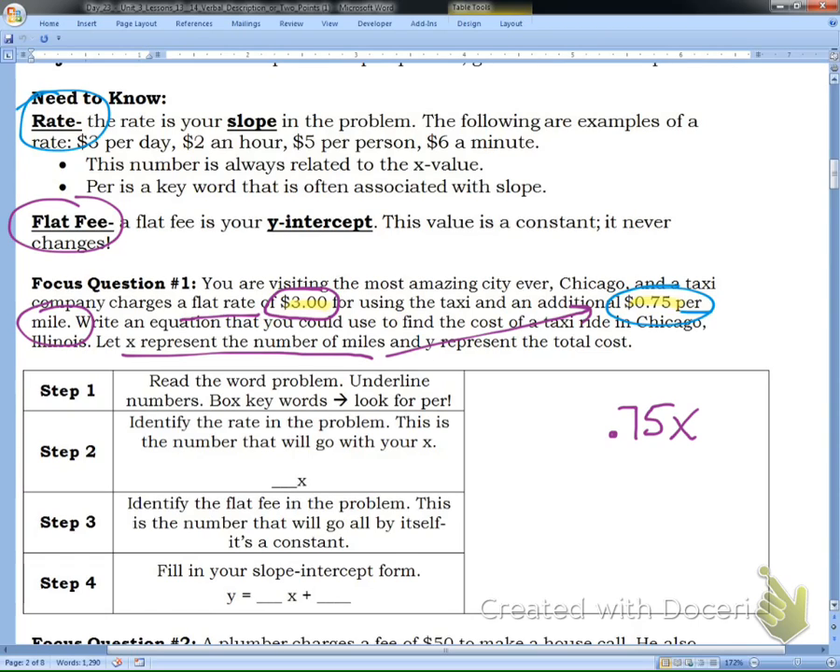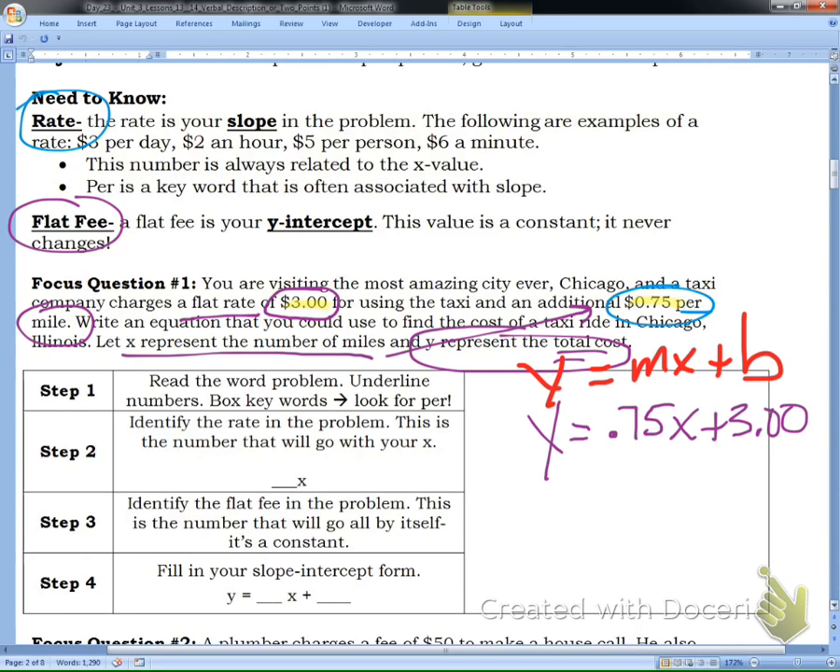0.75x. Now we are going to write these in slope-intercept form, so they say y represents that total cost. There's that word total, and we know from one of our previous lessons that total means equals, so y is equal to our 75 cents per mile, that x value, and then you just add on your $3, your flat fee. So you notice we have this in slope-intercept form, the y equals mx plus b form. Let's try another one.